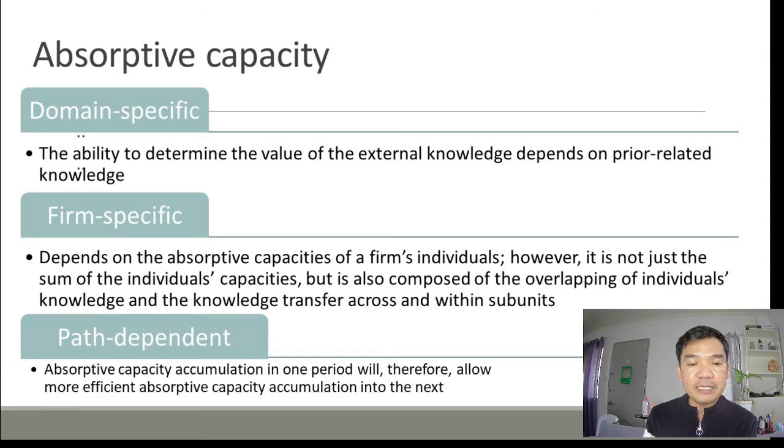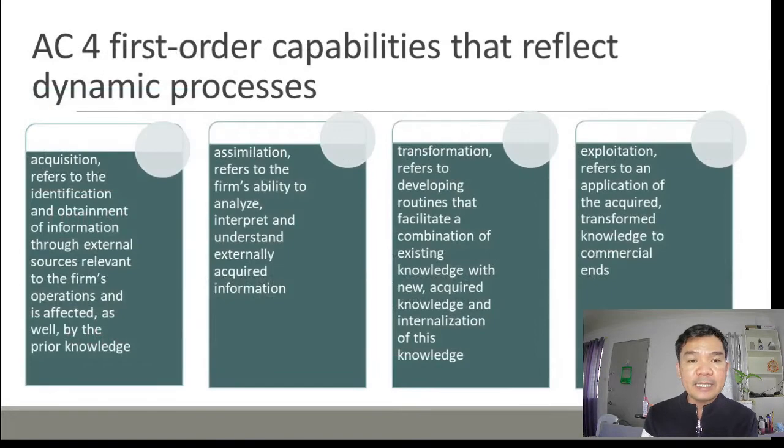Path dependent means absorptive capacity accumulation in one period will therefore allow more efficient absorptive capacity accumulation in the next. So that means if we are used to considering absorptive knowledge from previous practices, then it's easier, and there is more absorptive capacity in recent years.